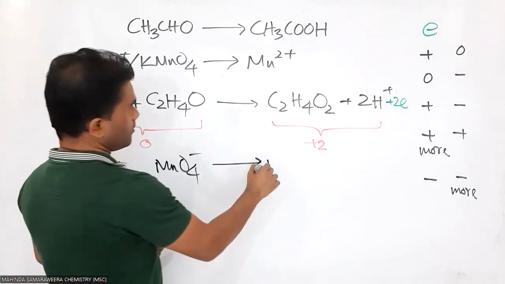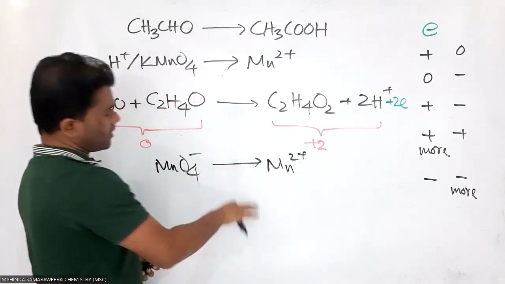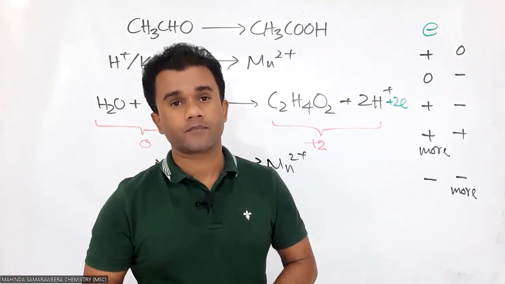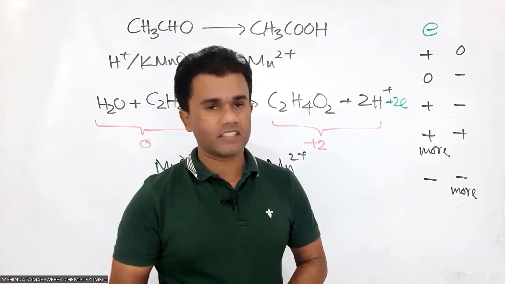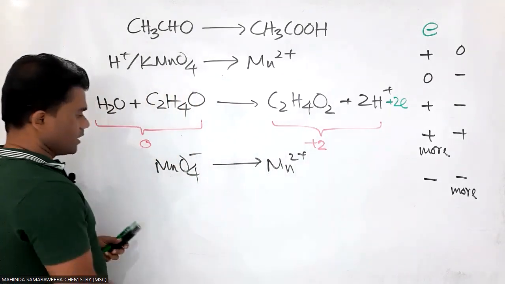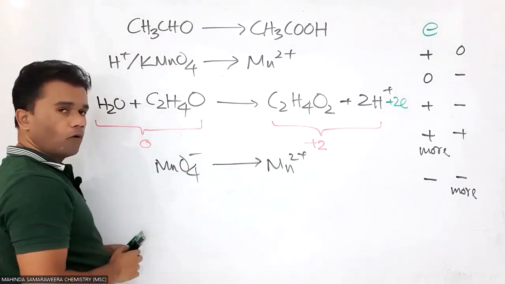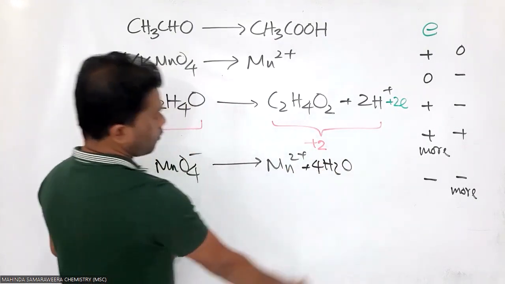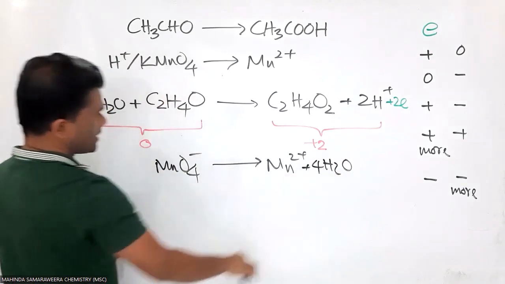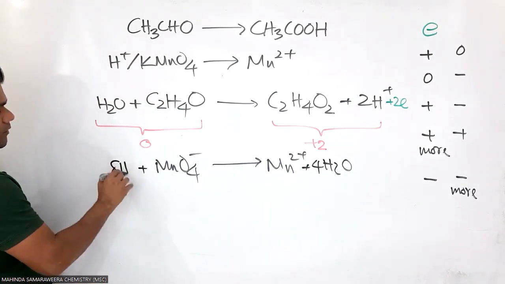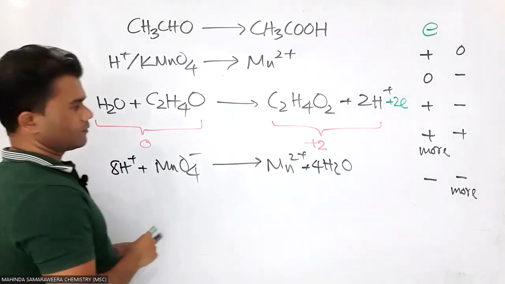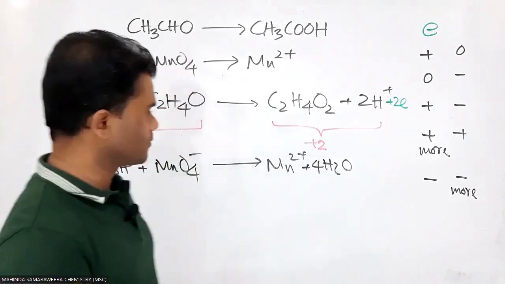Maybe you have done this several times, balancing this half reaction, constructing this half reaction. In theory classes, we have done it. Mn is already balanced, then oxygen 4. To balance oxygen, we need water. 4 oxygen means 4 water. Hydrogen is not balanced, it's 8. To add hydrogen, we use H plus, 8H plus. Atoms are balanced now.